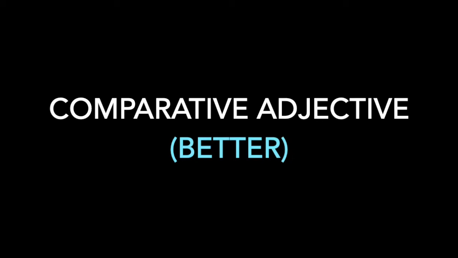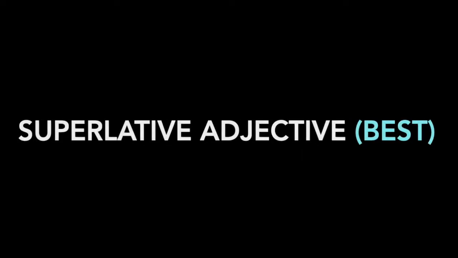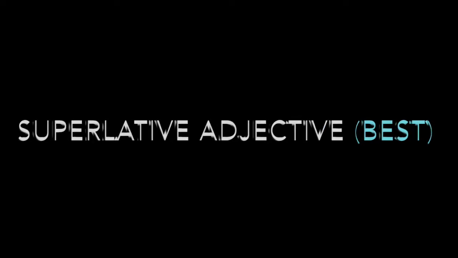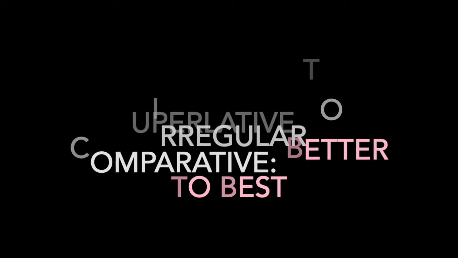Comparative adjective: Making a 90 on a test is better than making an 85. Superlative adjective: Making 100 on a test is the best possible grade. Period. Here, we see that the superlative adjective to the irregular comparative adjective, better, is best. Again, we use a completely different word here.